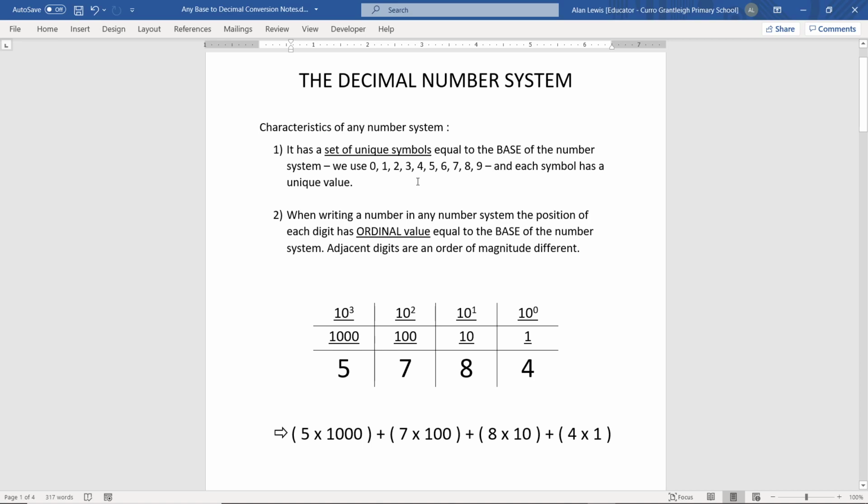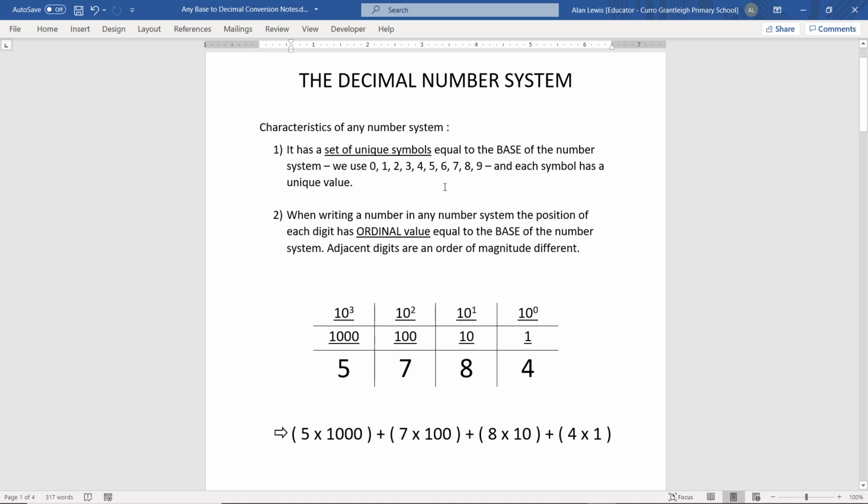Obviously, if you're in China, you would have different symbols, or if you're in an Arab country, you would have different symbols because of Arabic. So different languages have different symbols, but they will have 10 of them. And each one of them has a different value. So this one is worth more than that one. And this one is worth more than that one. This one is worth more than that one, etc., etc.